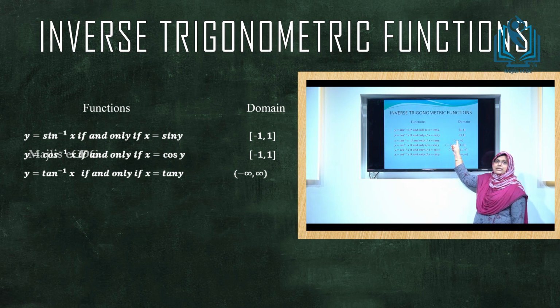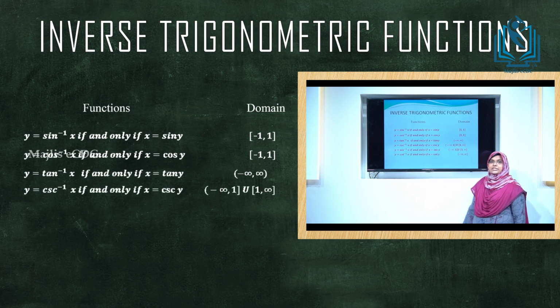Its domain is (-∞, ∞). y = cosec⁻¹ x if and only if x = cosec y. Its domain is (-∞, -1] ∪ [1, ∞).